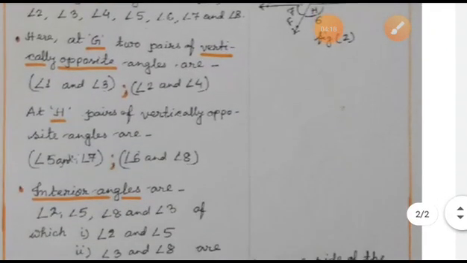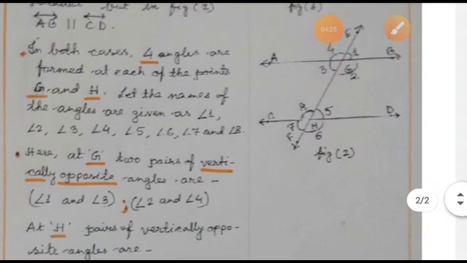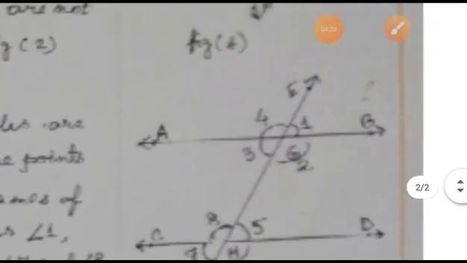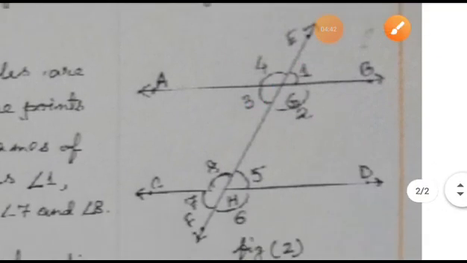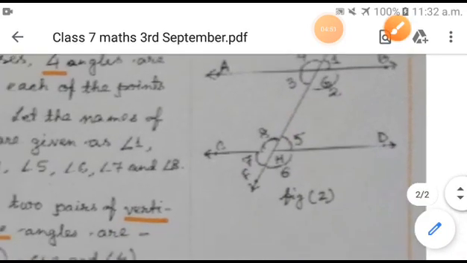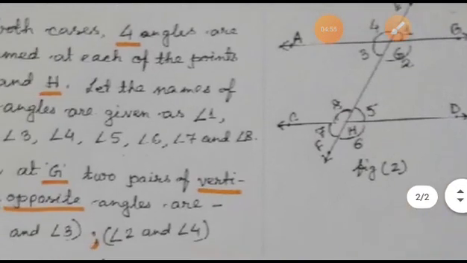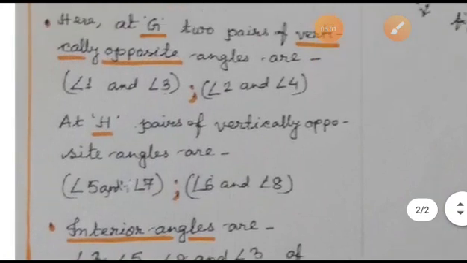At first we can say that the two pairs of vertically opposite angles are 1 and 3, 2 and 4. Just look at this part: this 1 is opposite to 3 and the 4 is opposite to 2. And now for the next point of intersection, the vertically opposite angle of 5 is 7 and the vertically opposite angle of 6 is 8. Okay, so these are the pairs of vertically opposite angles, the angles that are formed by the point of intersection of two line segments.